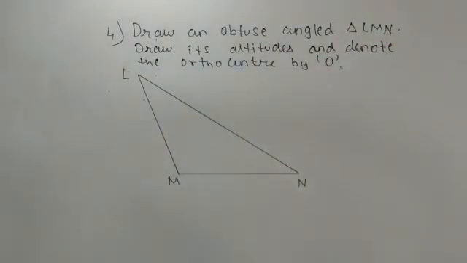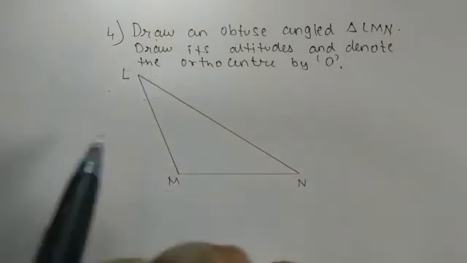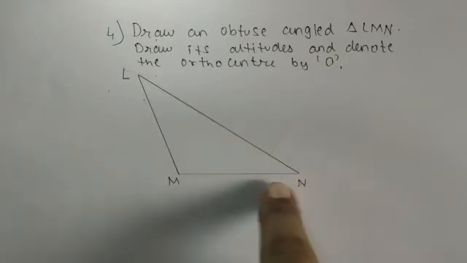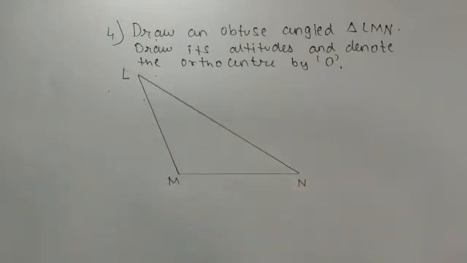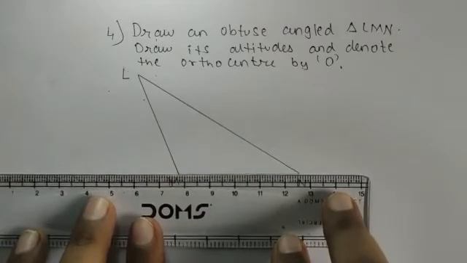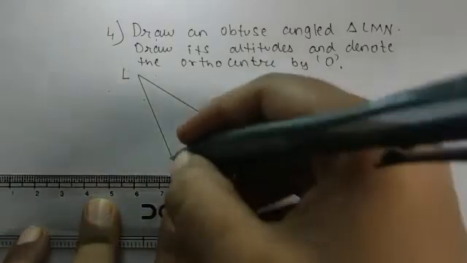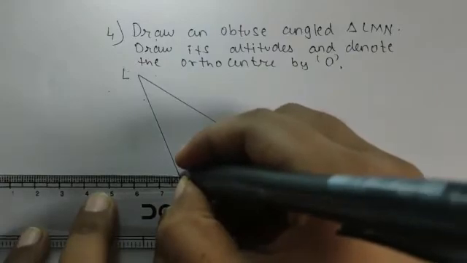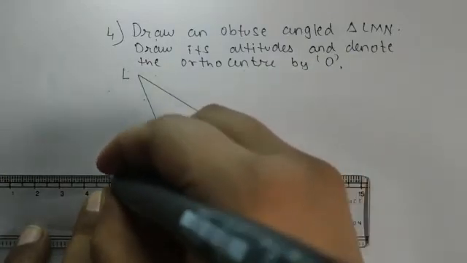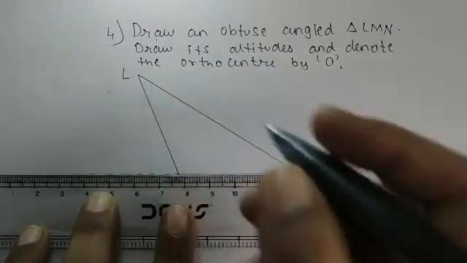So now what will be the first step? We will draw the altitude from vertex L. So for that we will have to extend the opposite side. From vertex L, its opposite side is MN. So we have to extend that side so that we can draw an altitude from vertex L. So this way we will extend the segment MN.